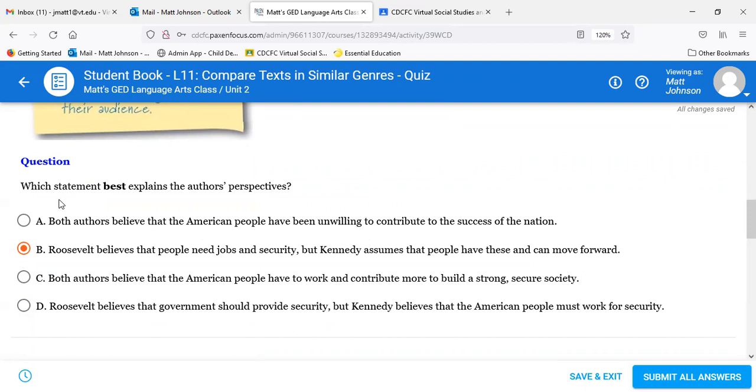Roosevelt, on the other hand, was at the time of the Great Depression. The American people were looking for security. They were looking for jobs. They were worried about their future. Kennedy is stressing that now we can think about our future because those needs have been taken care of, generally speaking, not that there wasn't still work to be done. So B as in boy for 1.